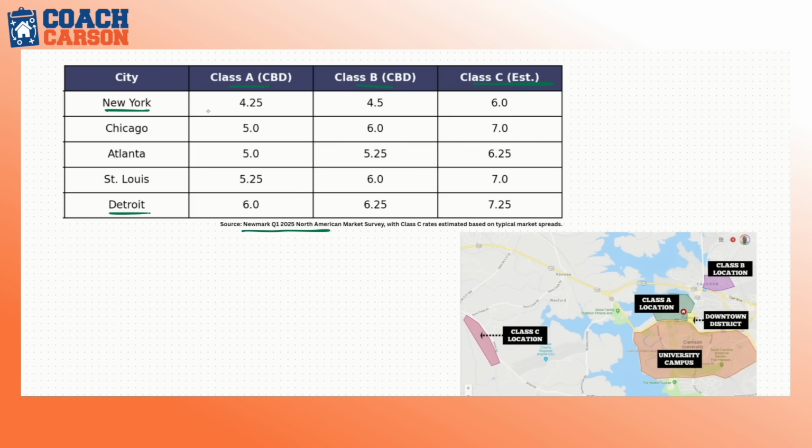And as you see in New York, which is a stronger economic area than some of the other ones here, Detroit on the other end. Not that any of these are bad cities to be in or invest in. In fact, some of the ones that are lower on this chart might be more opportunistic.